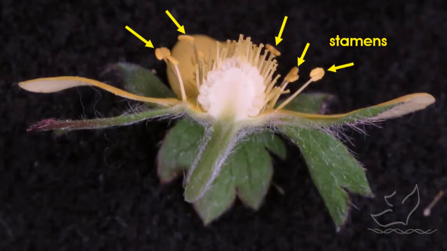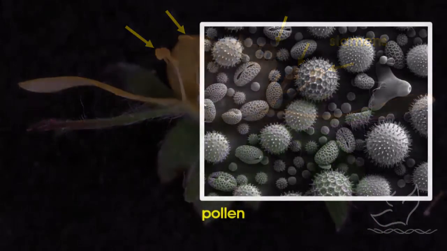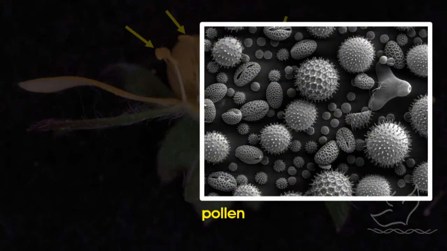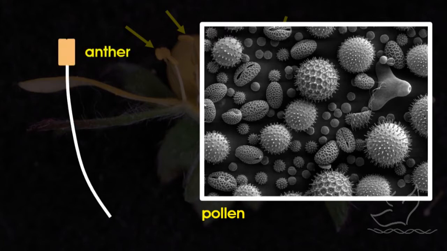So stamens produce pollen. Pollen is formed in 4 pollen sacs that are fused together to form the anther at the top of the stamen. The top part that's swollen with the pollen is the anther, and the stalk is called the filament. Filaments are usually filamentous, in other words, thread-like.